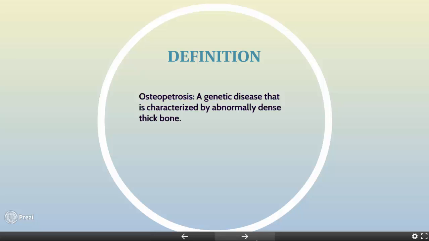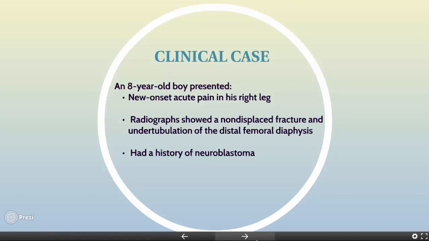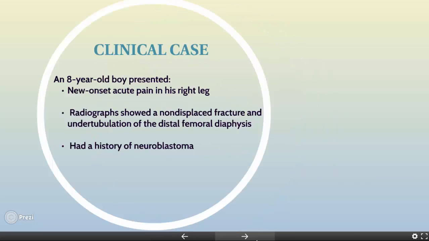And the definition for osteopetrosis, as has already been said, is a genetic disease that is characterized by abnormally dense, thin bone. So there's a clinical case about an 8-year-old boy presented with acute onset pain in his right leg. Radiographs show a non-displaced fracture and undertubulation of the distal femoral diaphysis and he had a history of neuroblastoma.